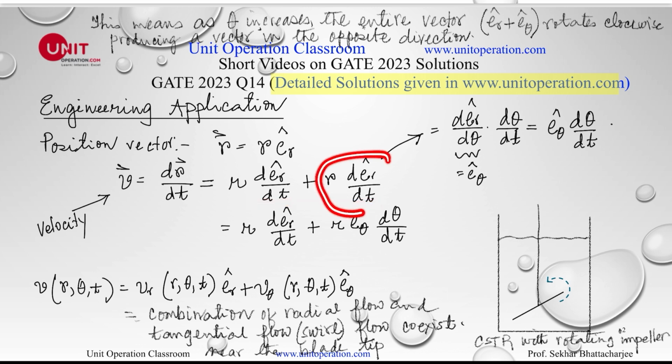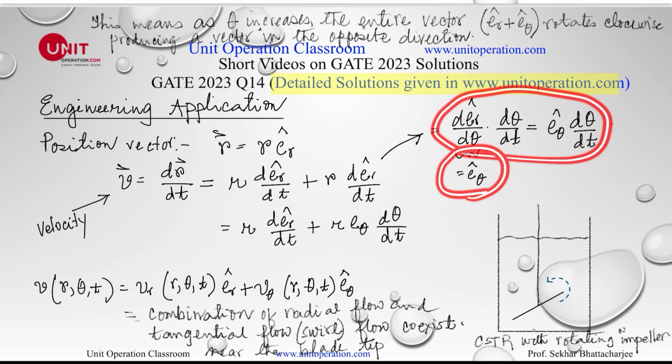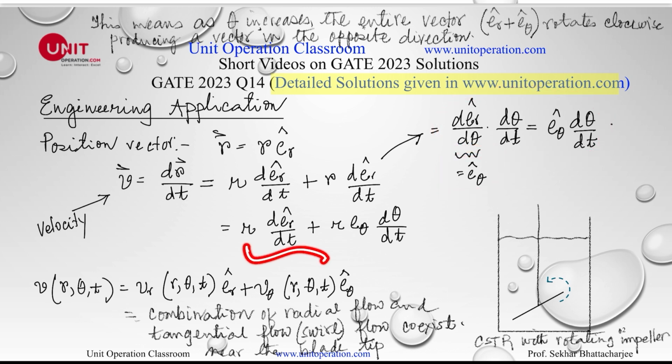You have to do a little bit of a trick here, which we have shown, and that's what it comes to: E_theta. So basically, this is the velocity vector of the fluid at the tip of this stirrer. As we can see, the velocity can be split into the radial vector direction and the angular vector direction. Then you can do all kinds of maths with it.